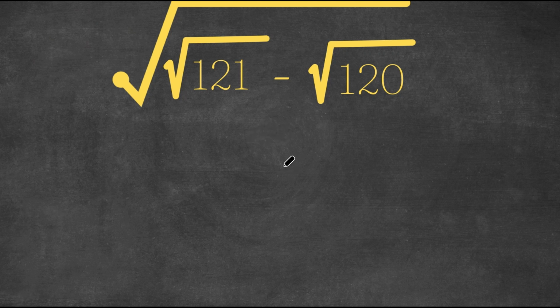In today's video, I'm going to be teaching you guys how to solve this radical expression. So we have the square root of the square root of 121 minus the square root of 120. So what I'm first going to do is simplify this radical, the square root of 121. And the square root of 121, as you all know, is 11. So we have the square root of 11 minus the square root of 120.